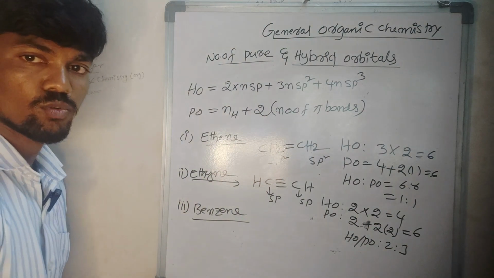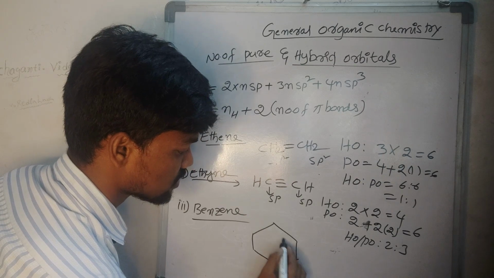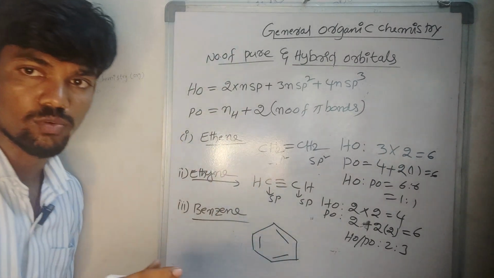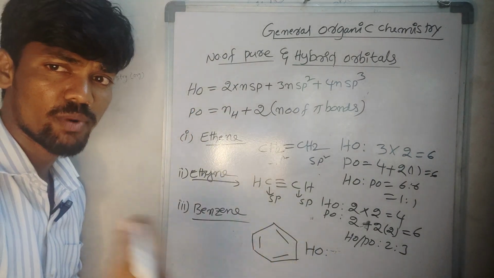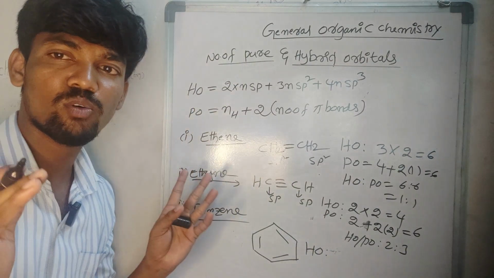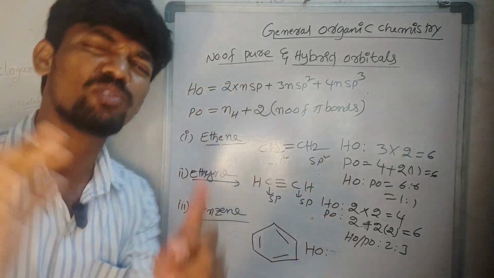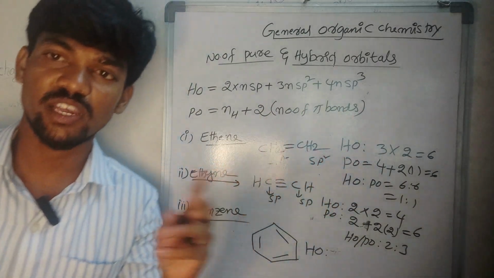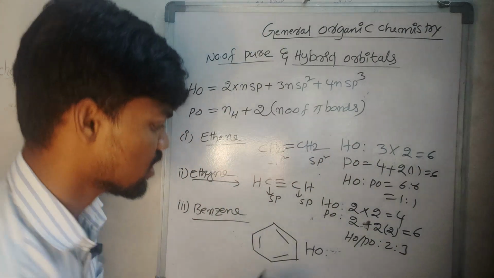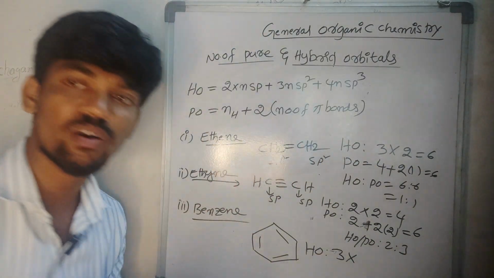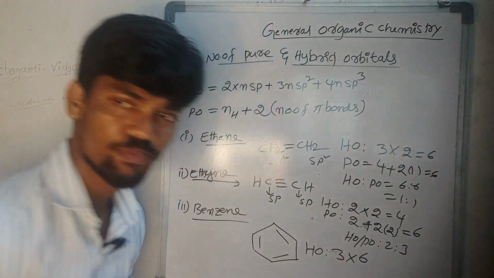Next, coming to benzene. You know benzene, this is the structure. Now tell me the hybrid orbitals. Each and every carbon undergoes sp2 hybridization. I already told you sp2 means 3 into sp2. So sp2 means 1s and 2p, total how many? 3 are there. 3 into the number of carbons in benzene, 6.